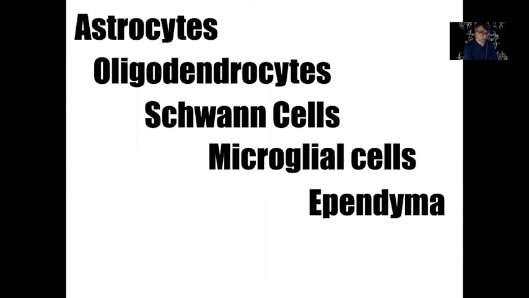And it's very much a field that is in development. Trying to understand how cells can interact in the brain beyond neurons is really a future key to understand how the brain works and recovers and changes. So you have astrocytes, you have oligodendrocytes, you have Schwann cells, you have microglial cells, and you have the parenchyma.